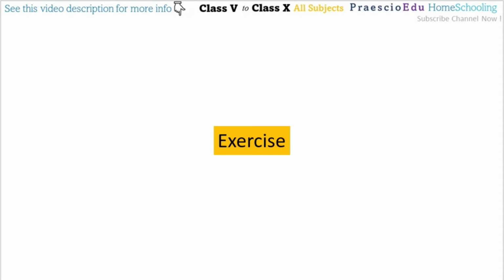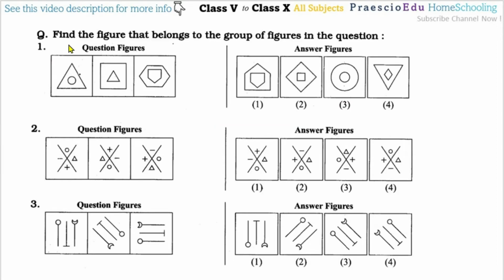Then in the exercise, there is a common instruction: find the figure that belongs to the group of the figures in the question. So in question number 1, if you observe all these 3 figures, you will find the inner and the outer are different shapes. But here the same shapes are inside and outside. Here also the same shape, here also the same shape, but here the different shapes, which is the same as the question figure. So that's why option number 4 is the correct one.